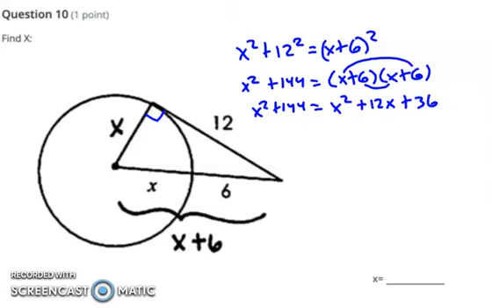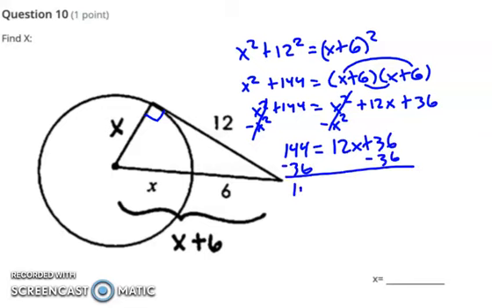We can subtract x squared from both sides, and those just cancel out. So this isn't a FOILing or factoring problem, and we can solve the rest of the way. Subtract 36: we have 108 equal to 12x, and then 108 divided by 12, so x is going to be 9. That's all they wanted for that one.